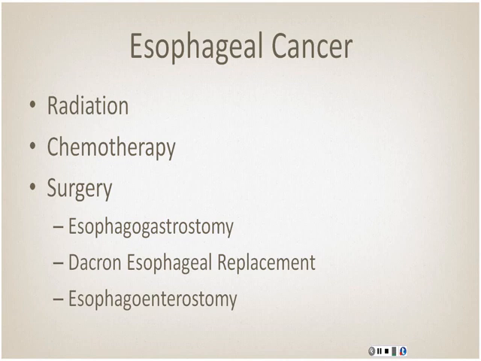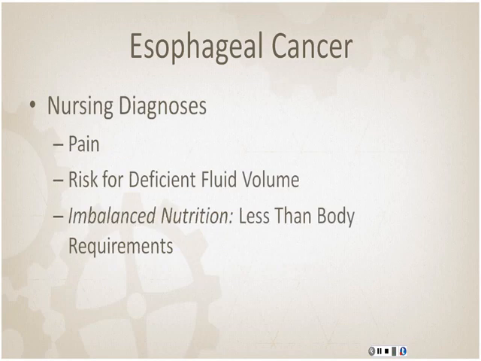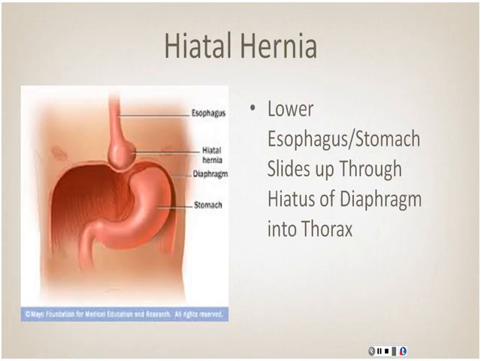Surgeries include esophagogastrostomy, which is a resection of the esophagus with anastomosis, or a connection of the remaining part of the stomach. Another surgery that can be done is a Dacron esophageal replacement, which is a prosthetic esophagus, or they also can use a section of the colon to replace the esophagus, which is called an esophagoenterostomy.